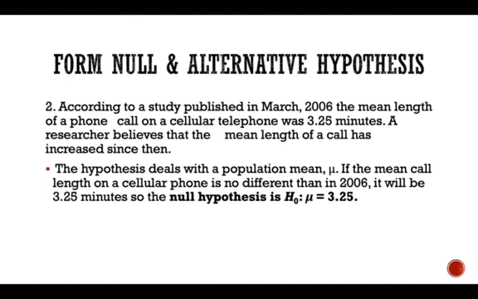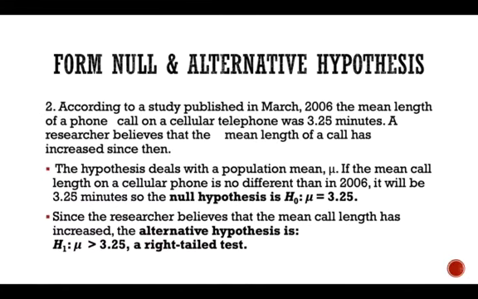Now, what does the researcher believe now? The researcher believes that this value is actually higher since 2006. So the alternative hypothesis would be what? That the mean has increased, that the mean is greater than 3.25 minutes. If that's the case, this would be a what? Right-tailed test. The inequality is pointing to the right.